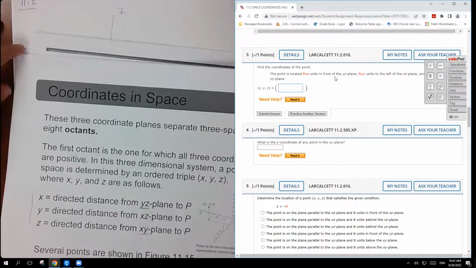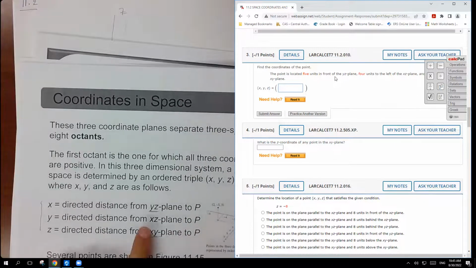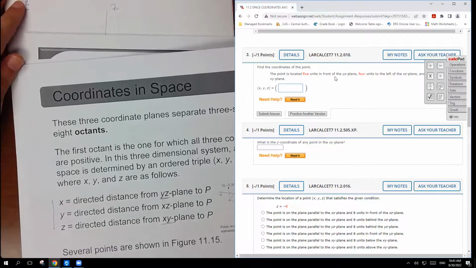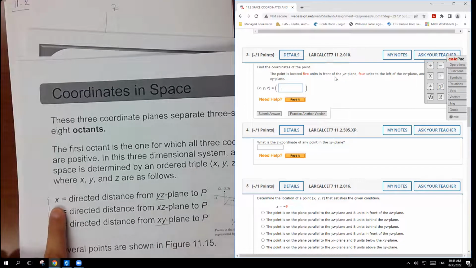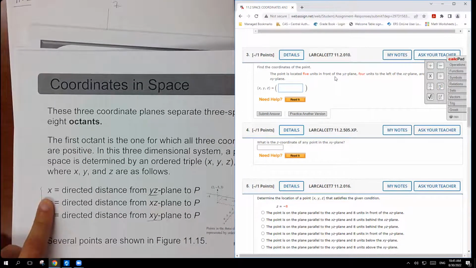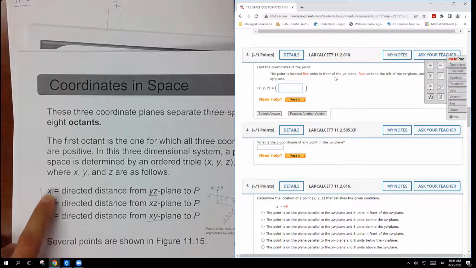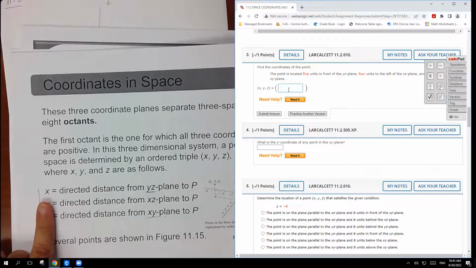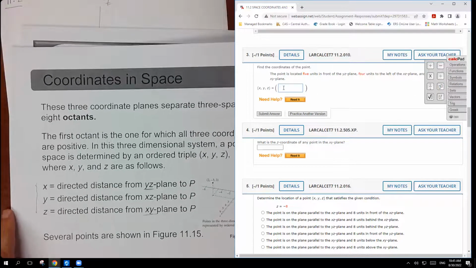So here, look here. If the point is located on the YZ plane, which coordinate is this one? X. In the front, that means it's going to be positive. If they say behind, it's going to be negative. That means the first coordinate is going to be X, which is how many units?